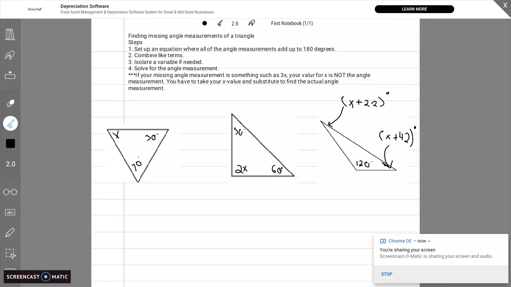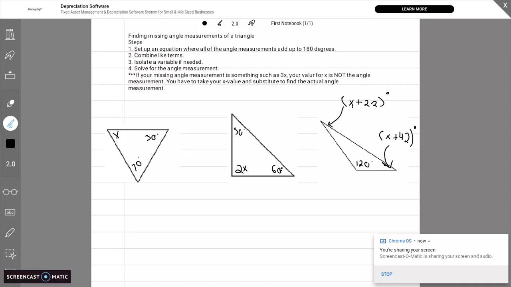Hey guys, welcome back. Today we're going to be talking about how to find the missing angle and measurement of a triangle, or how to solve for x. So yes, they are a little bit different and I'm going to go into more detail as to why I said that. So we do have a few steps that will apply to just about all of these.